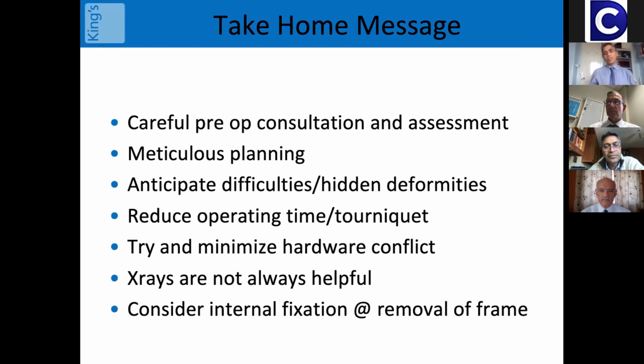Swelling is an important thing. So do your soft tissue and bony surgery, the frame can be done without tourniquet. And anticipate hardware conflict, and don't rely on X-rays always. They're not always helpful. And consider internal fixation at the time of frame removal. That's it from me. Thank you.